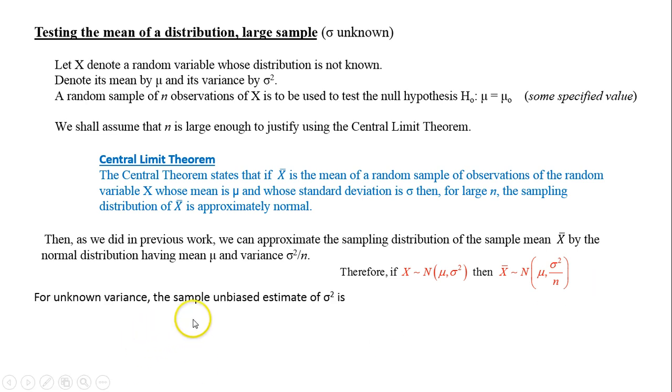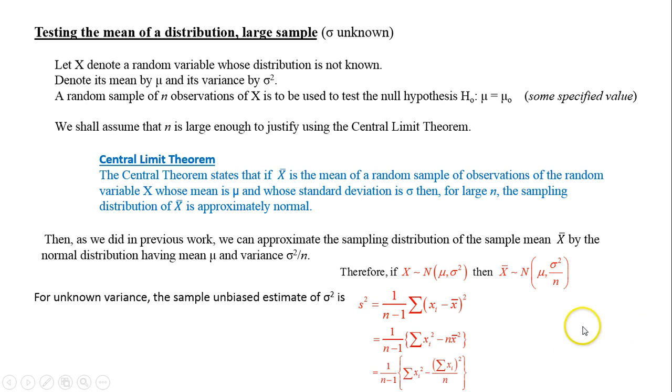For unknown variance, an unbiased estimator of sigma squared is this one, which we've done before, or this one, or this one. And it's usually easier to use the second or the third formula for estimating the variance of the population.